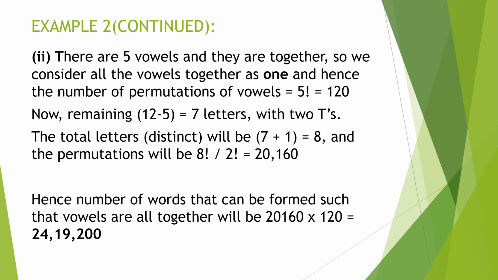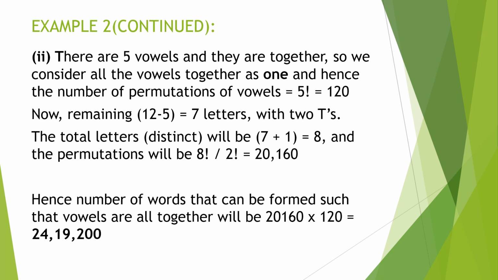Second case is you have to find the number of words such that the 5 vowels are together. So we consider all the vowels as one group, as one particular thing. And hence the number of permutations of the vowels will be how much? First of all, there are 5 vowels. So among those 5 vowels, 5 factorial possibilities are there. First you take I, then you take E, or first you take E, then you take I. So any vowel can be taken in any of the places. So for the 5 vowels, there are 5 factorial or 120 possibilities.